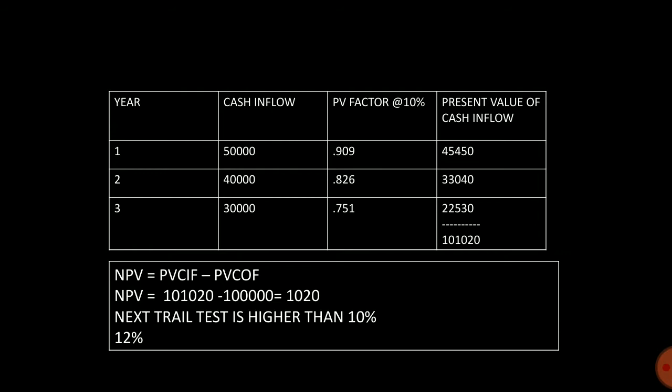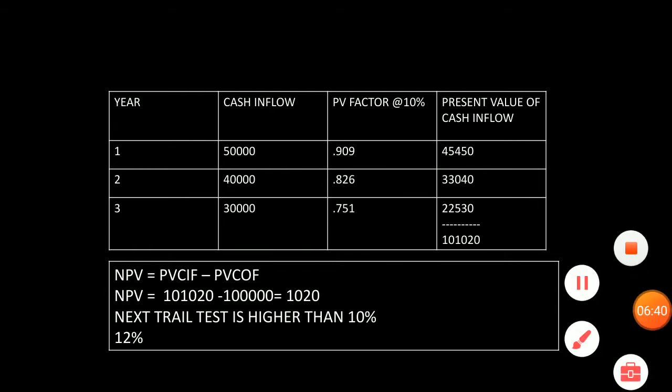So here NPV is positive and NPV is not 0. If NPV is 0, that will be our IRR, but here NPV is 1,020. So 10% is not our internal rate of return. And next step is we want to use second trial rate, and that must be higher than 10%. So here we will select 12%, and then we want to find out NPV at 12% rate of return.